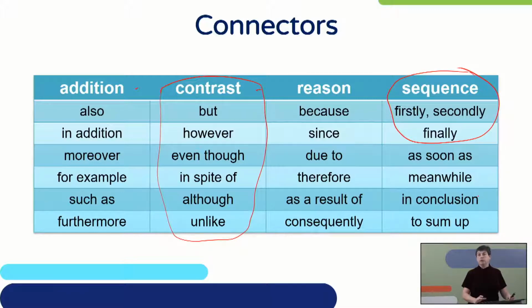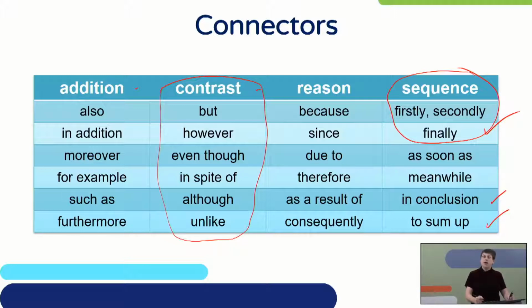In conclusion has to come at the end. That's what you're going to say at the end. You've given me some reasons, and in conclusion, that's the idea. To sum up also comes at the end, like finally. So you've got in conclusion, to sum up, and finally as connectors you can use to begin your last paragraph. The others in this sequence are all going to come in your middle 2 paragraphs.